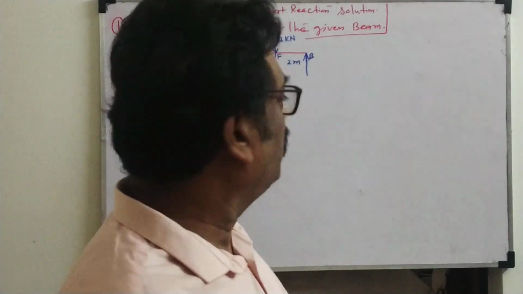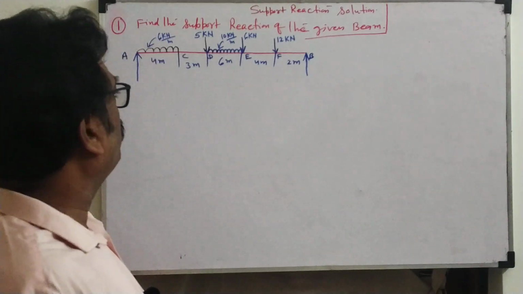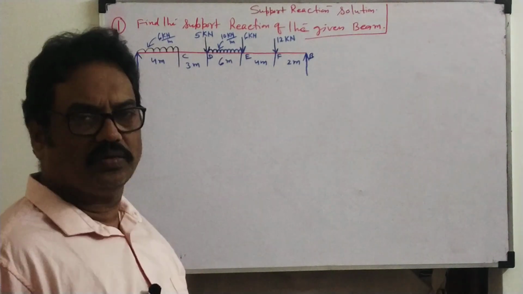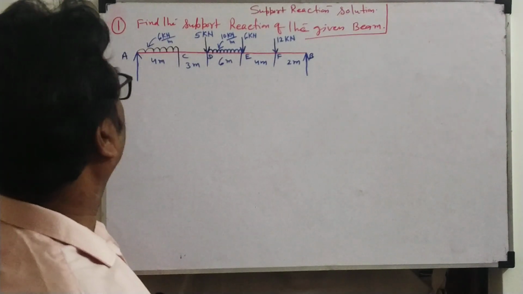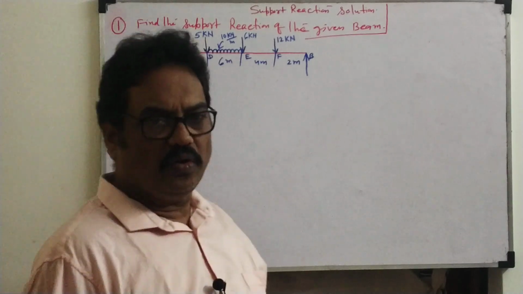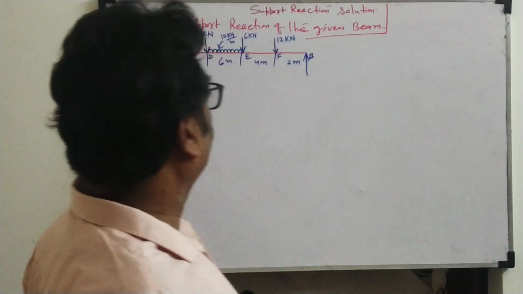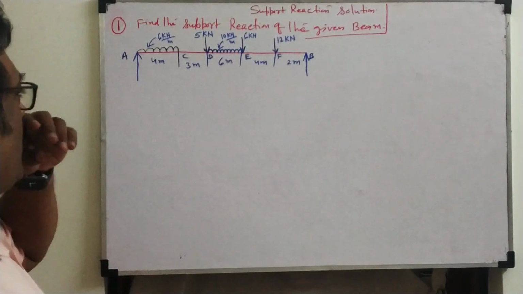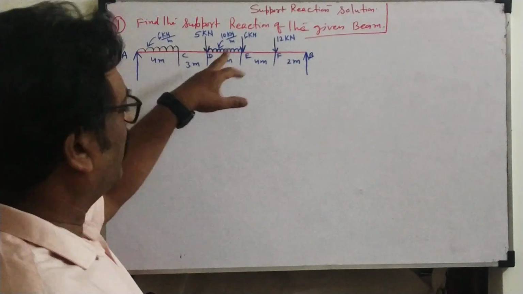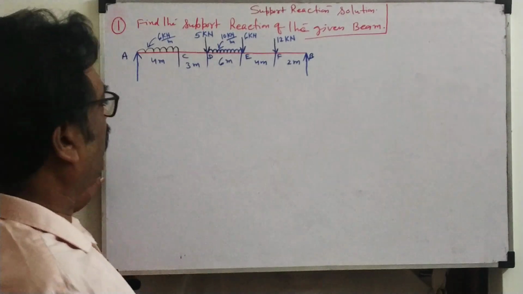Here we are considering some point loads and some UDLs: two UDLs and three point loads. So now I will solve this problem again in simple steps. Look how we'll solve. In the previous video I already discussed these things; again we'll discuss them and solve.